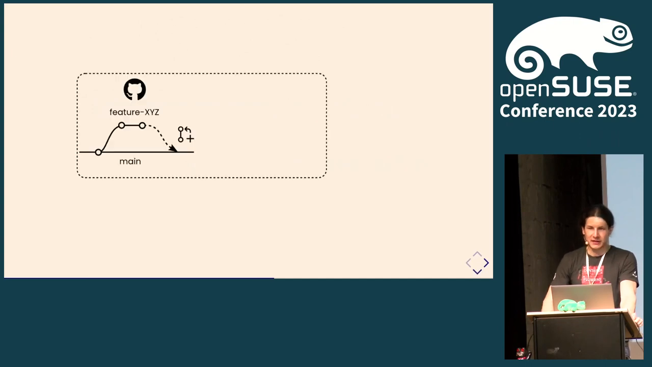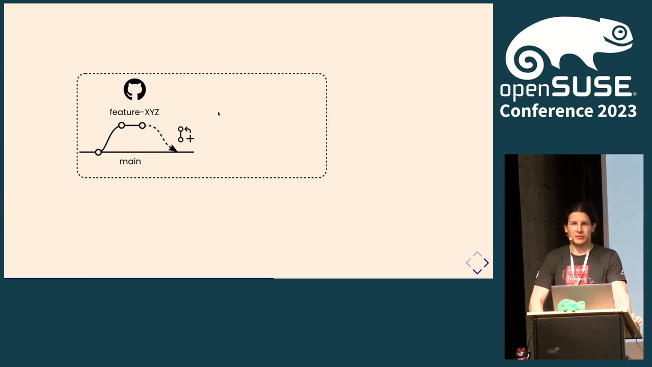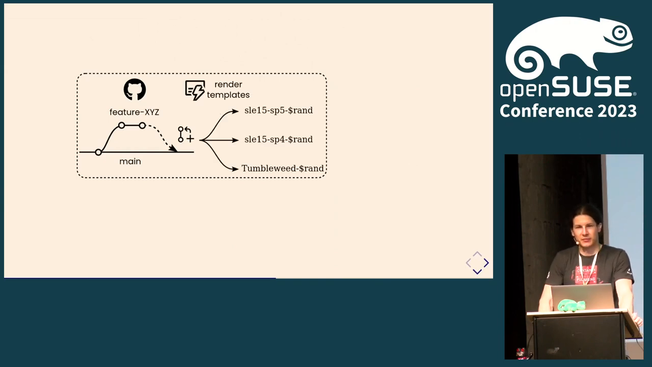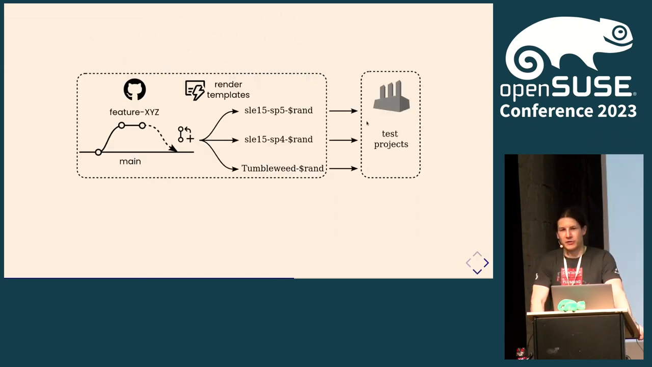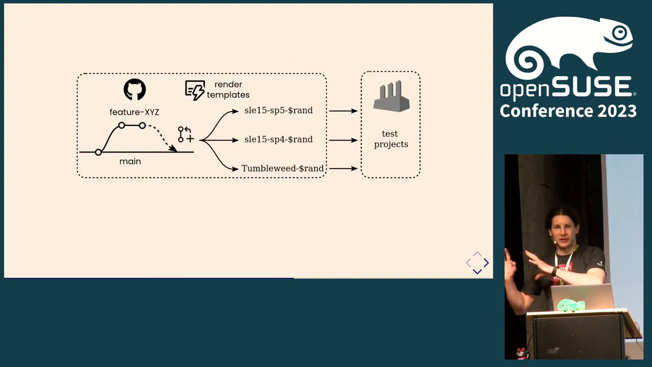So how this looks, let's say you want to fix a bug or you want to change anything in the images. So you just go to GitHub, you create a new branch, you create a pull request, and then a bot will render out all the templates into new branches for each service pack and for Tumbleweed. It will give them a random name. And it will automatically create test projects on the build service to just check, do all these images still build?